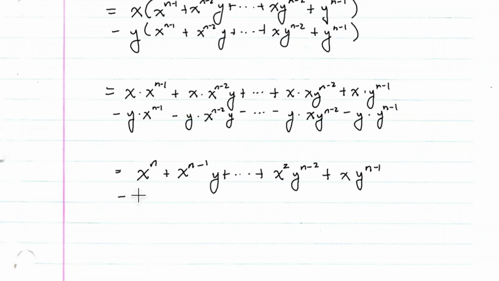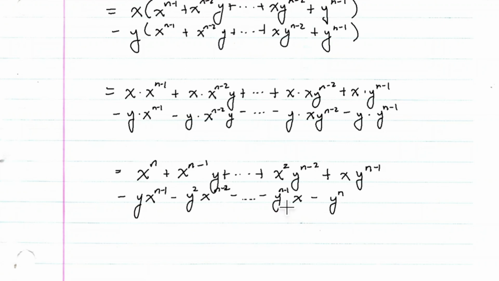And then this will be underneath minus y x to the n minus 1 minus y squared x to the n minus 2. Then all the way down to y to the n minus 1 x, and then minus y to the n.